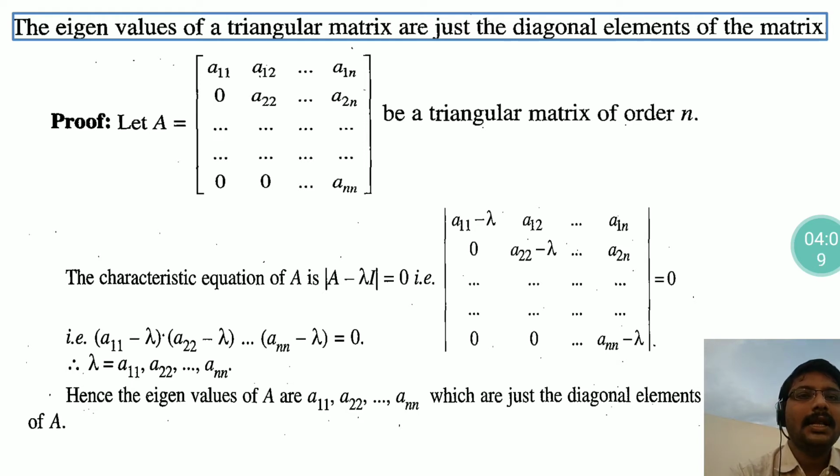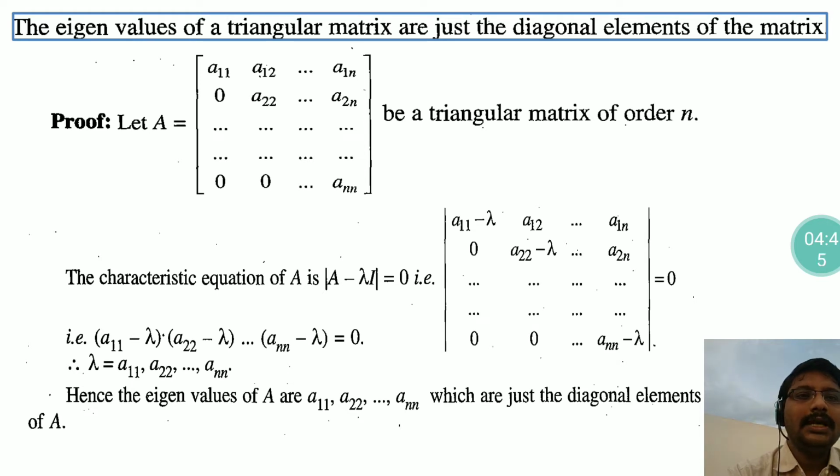So here we have to consider a triangular matrix, either upper triangular or lower triangular. Here we have shown an upper triangular matrix, because the elements below the principal diagonal are zeros. The principal diagonal elements are a11, a22 and so on, ann. So it is clearly a triangular matrix, an upper triangular matrix, which is a square matrix of order n.